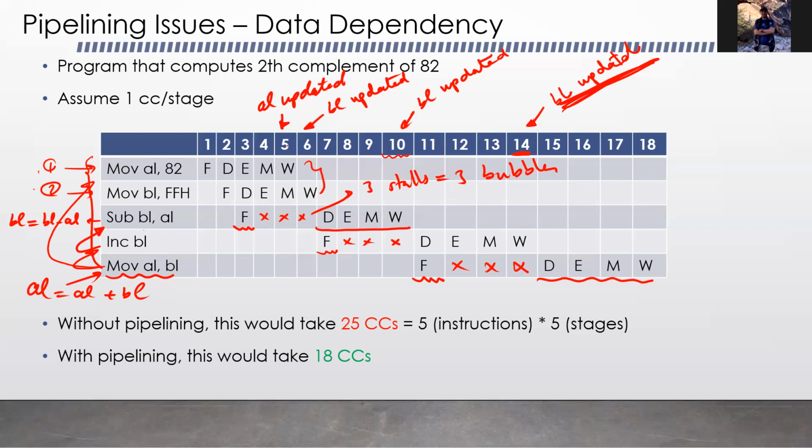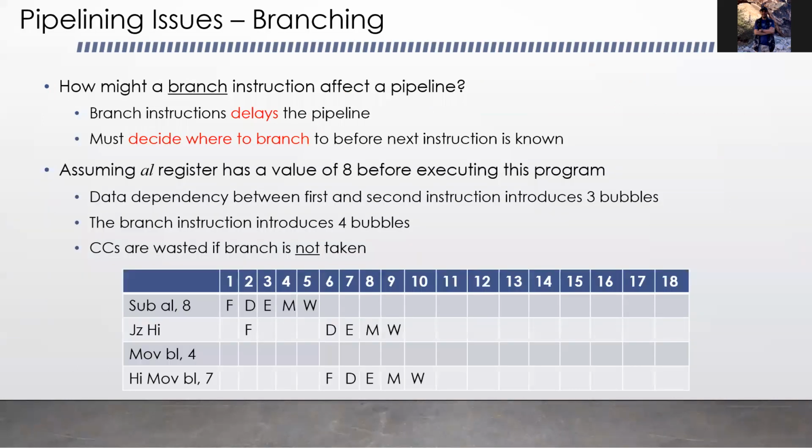Okay. So without pipelining, we have a total of 25 clock cycles to execute these 5 instructions. But now, because of the data hazard, or data dependency, or the bubbles we have here, we have only 18 cycles. So we started at cycle 1 and finished at cycle 18. And the speedup now is 25 divided by 18, which is one something.